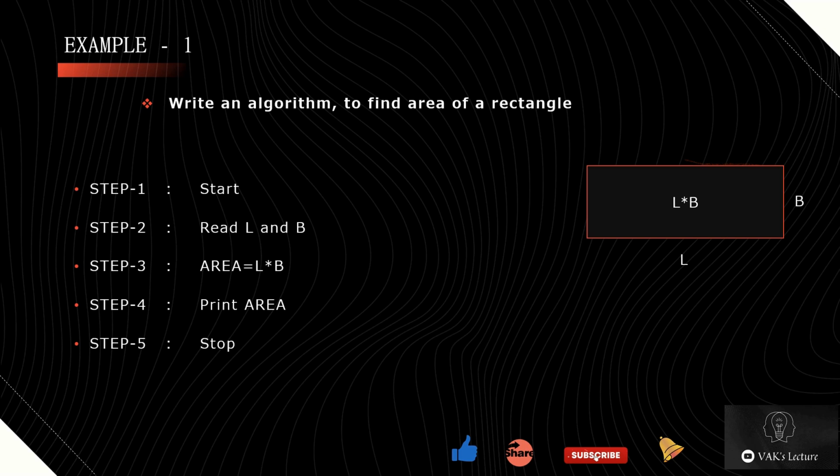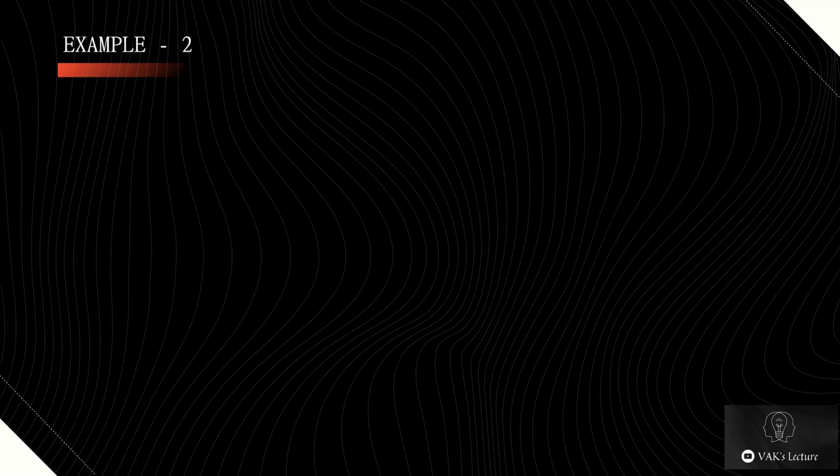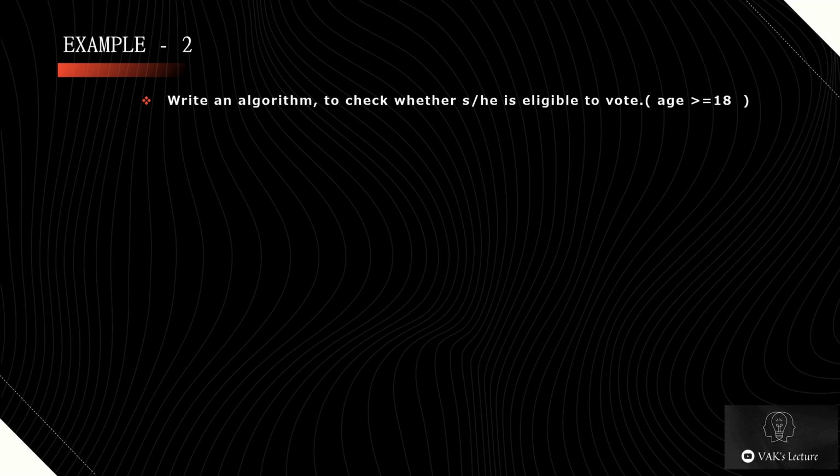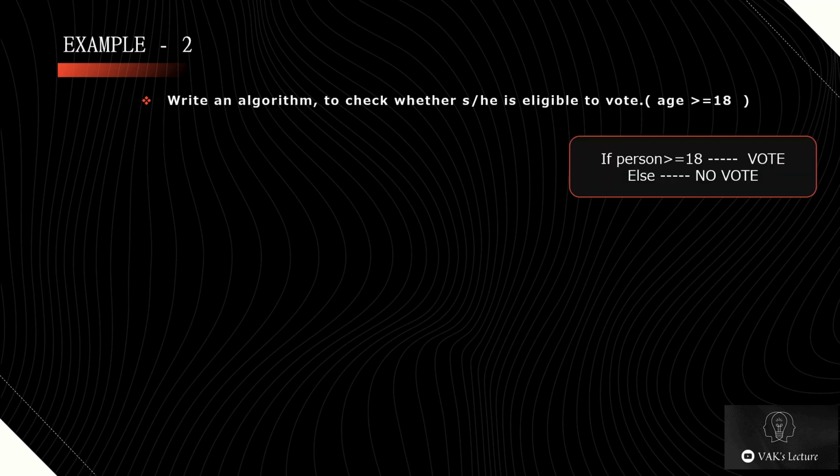Now we will discuss one more example. Write an algorithm to check whether she or he is eligible to vote. And the criterion is age greater than or equal to 18 years. That means if the person is 18 years or older, he will be eligible to vote, otherwise not. So what will be the algorithm for this problem?